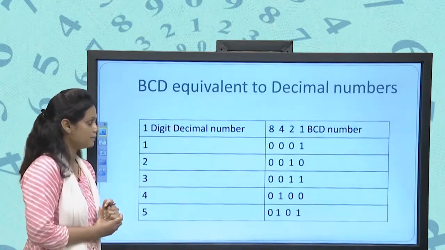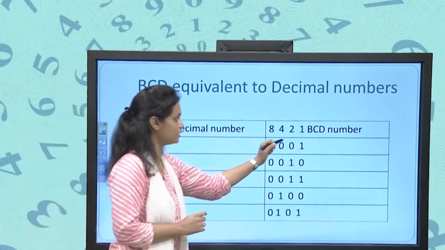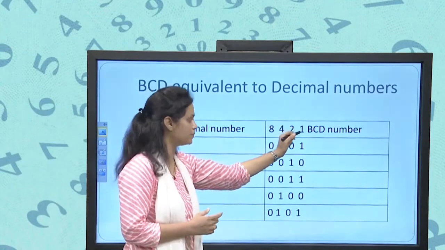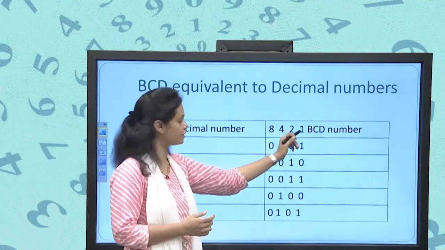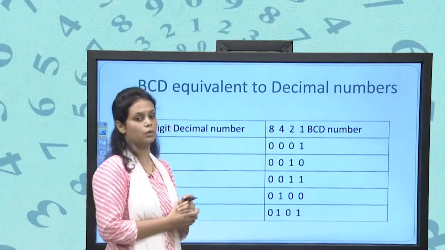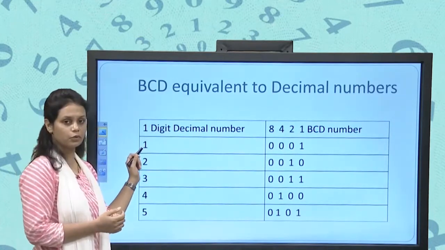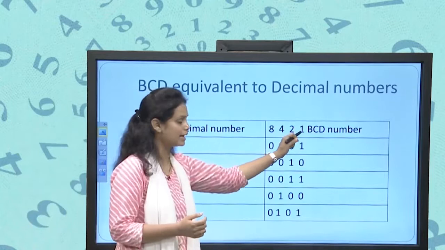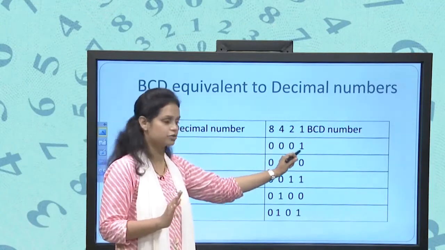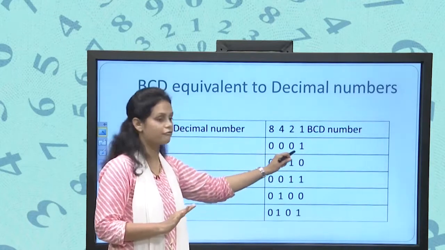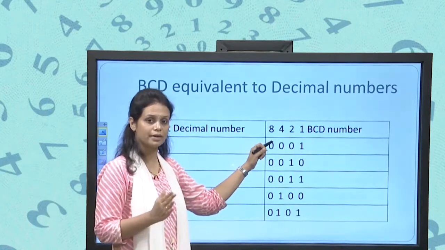See, first we'll see how to convert a 1-digit decimal number to the 8421 binary coded decimal. BCD is the short form of binary coded decimal. Okay. These are the places, I am already writing 1, 2, 4, 8. Now suppose we want to represent the 1. To represent the 1, we'll just make the last bit on. That means we'll just keep 1 at the last bit. Fine. So it is the value of 1.